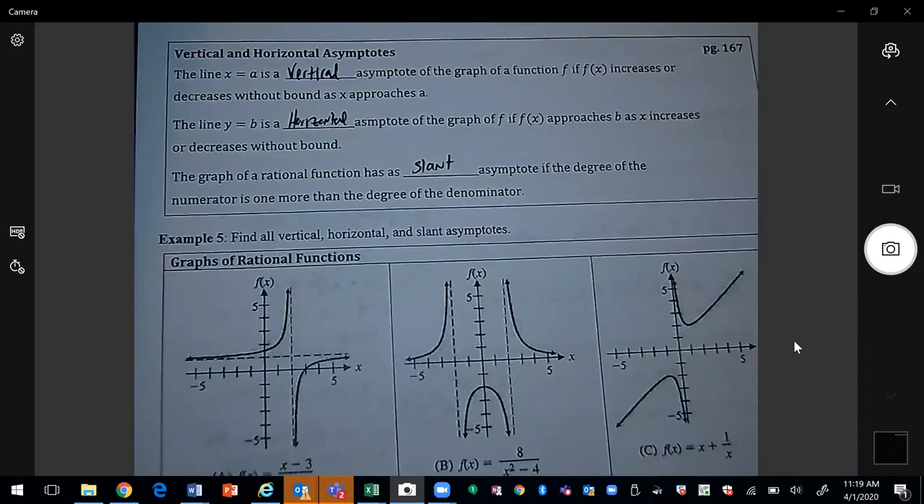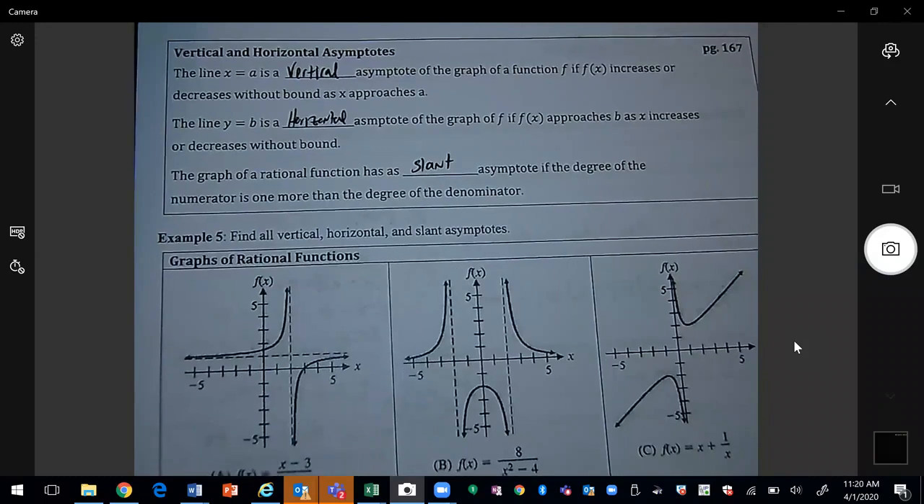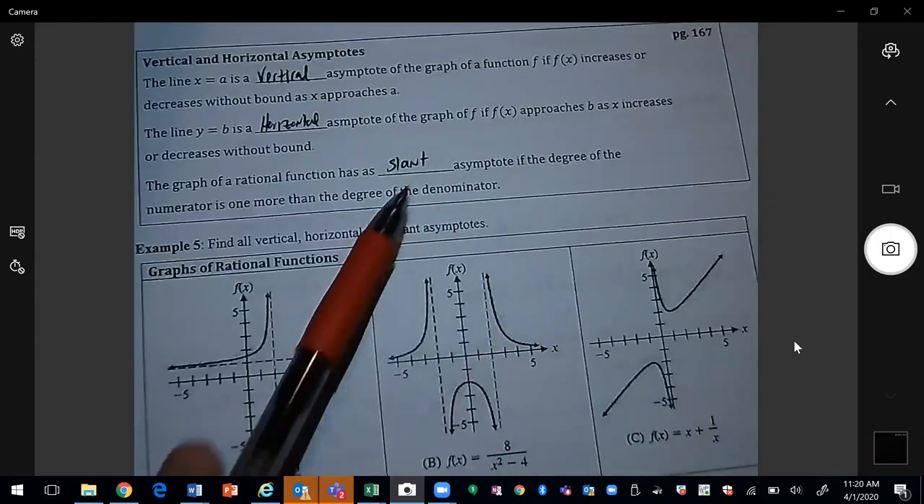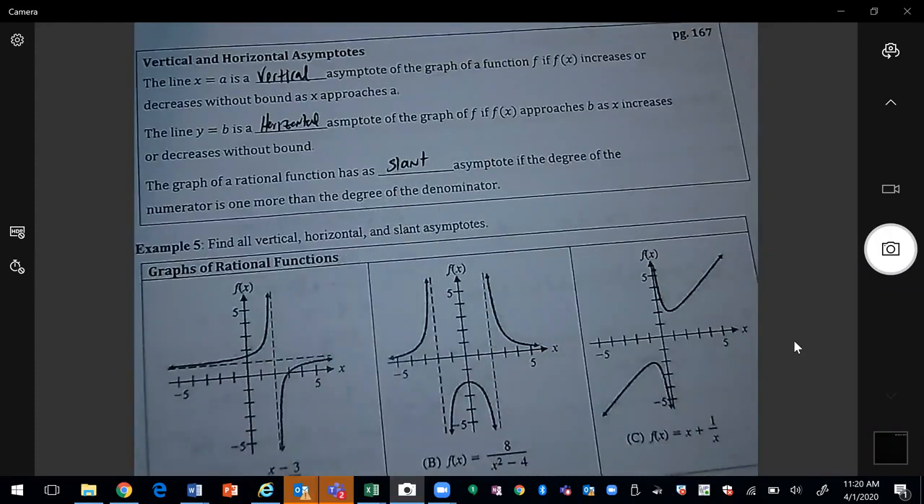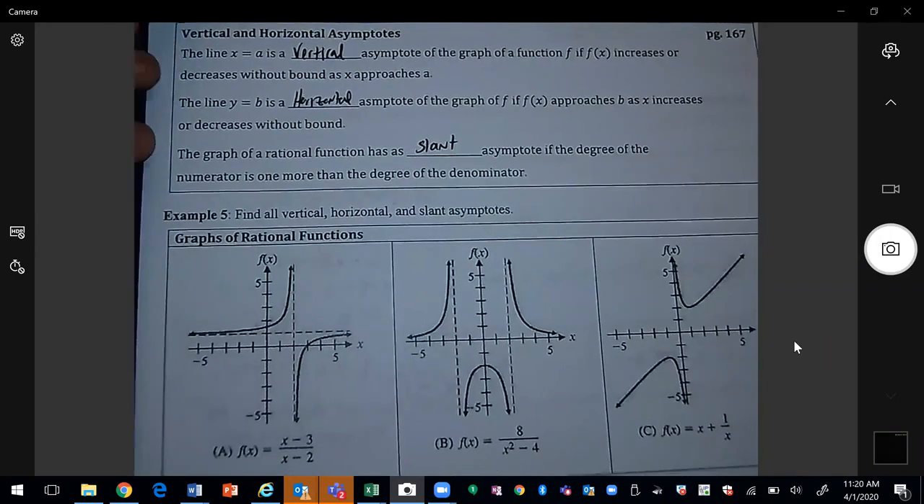A vertical asymptote is a line where the graph is going to get really, really close, but it's not going to touch it, it's not going to reach it. And a horizontal one is the same, but it's a horizontal line. And then the slant one is a little bit different, which we'll talk about when we get there in a second.